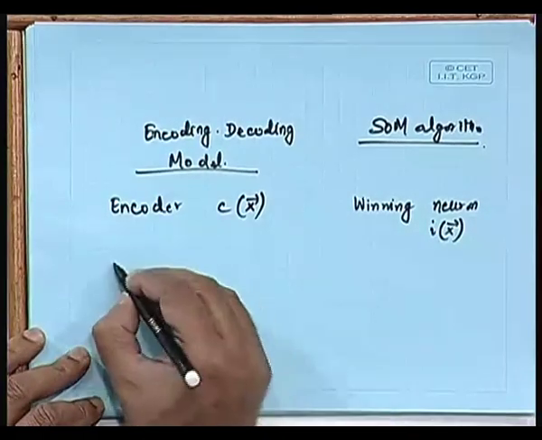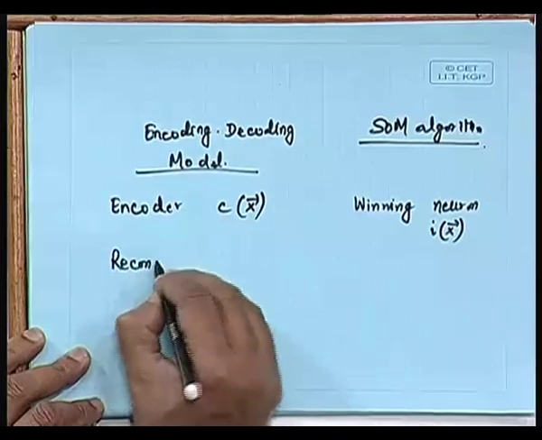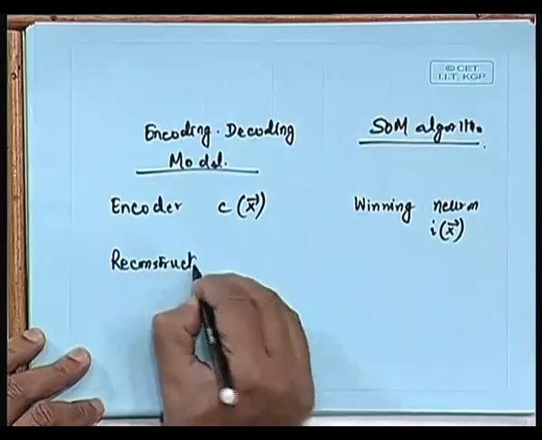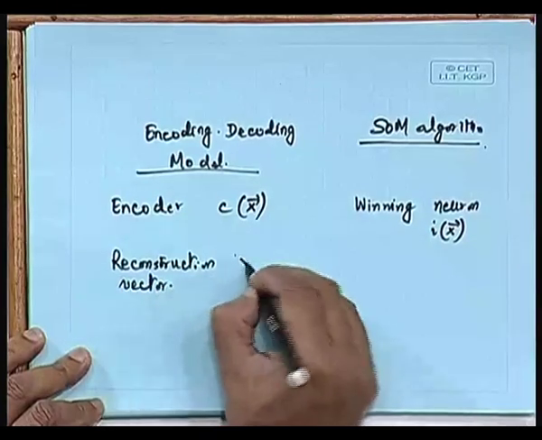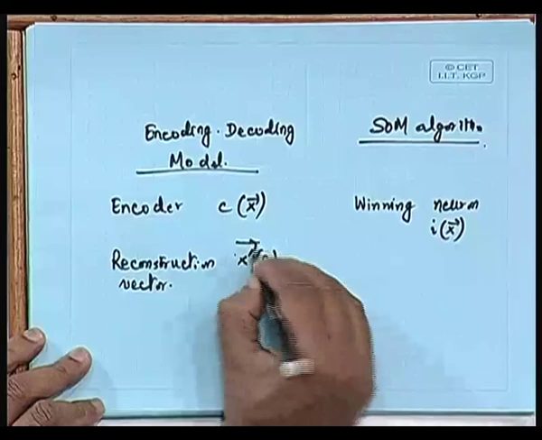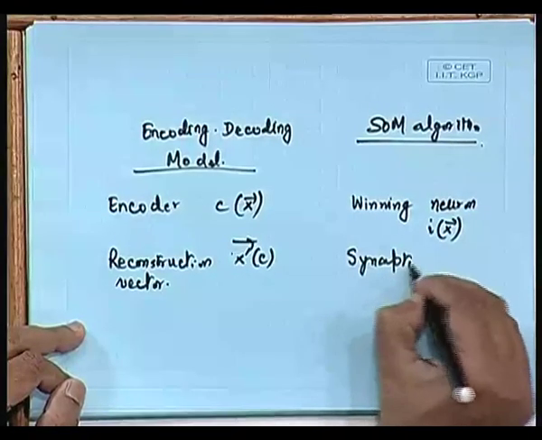Now, in the encoding decoding model we have shown the reconstruction vector x prime of C, and what is its equivalent analogy in the self organizing map? The answer should come from you. Yes, the weight vector, that is correct, the synaptic weight vector, because the synaptic weight vector is ultimately approximating the input vector. Very correct, thank you. So, this is the synaptic weight vector.